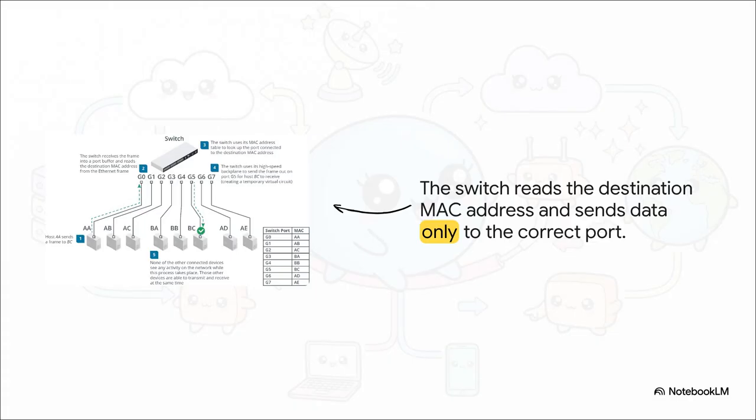And this is what makes the switch so smart. It's not just a town crier shouting the message out for everyone to hear. No way. It looks at the destination MAC address, that permanent hardware ID, and it creates a direct, private line just to the device that's supposed to get the message. It's super efficient, and it keeps things private.